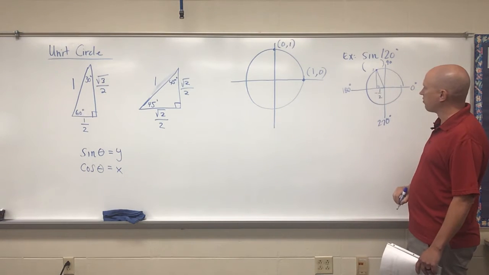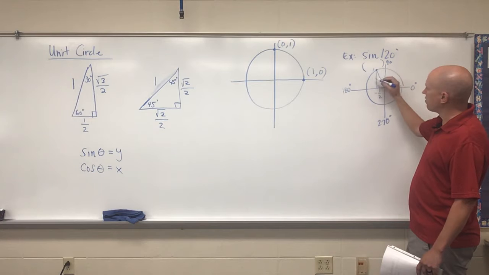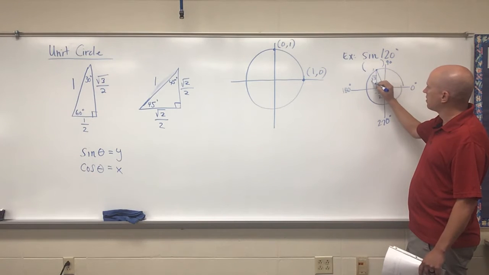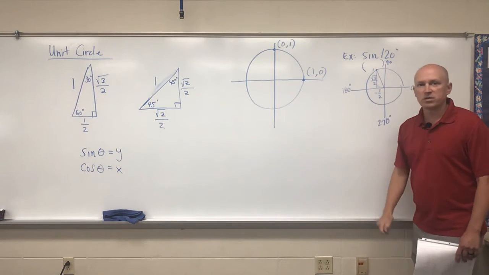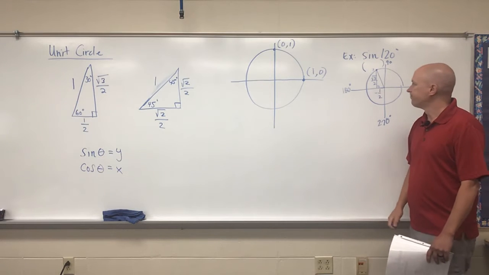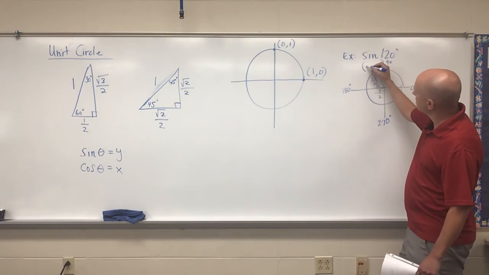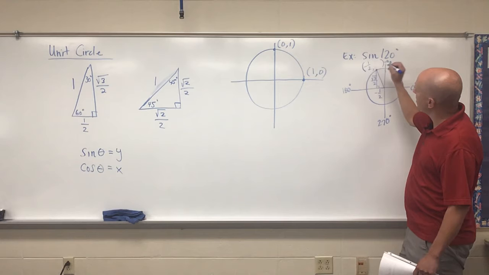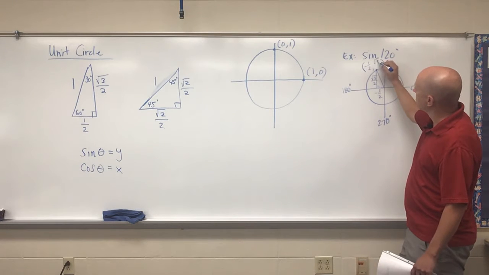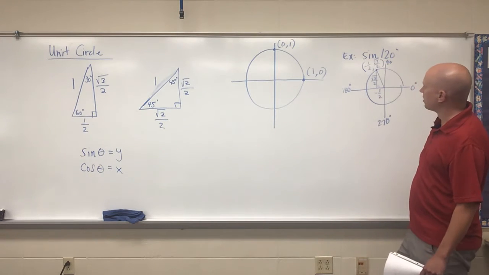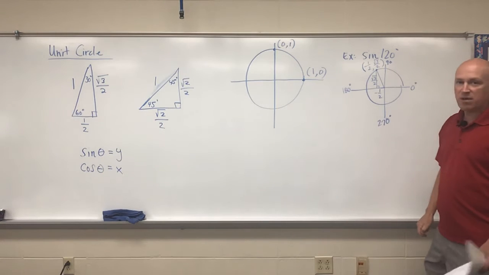So I've got to say negative 1/2. And this is the vertical part of our right triangle. So that one's going to be square root of 3 over 2. So this coordinate is negative 1/2, comma, square root of 3 over 2. Okay, but that's not what the question asks.